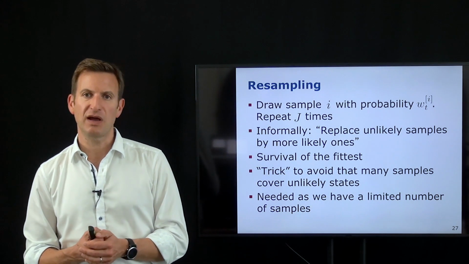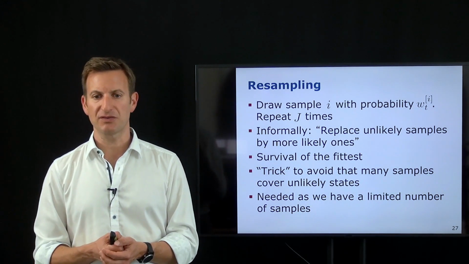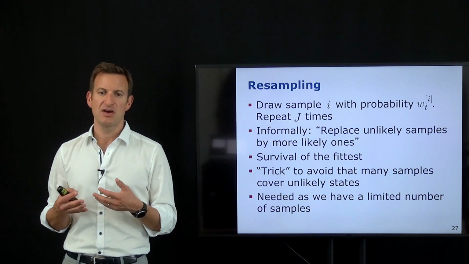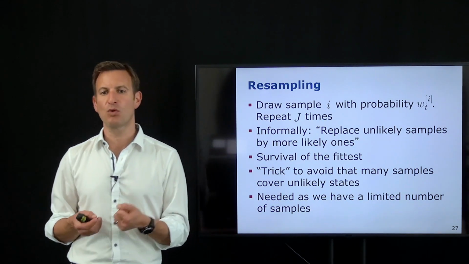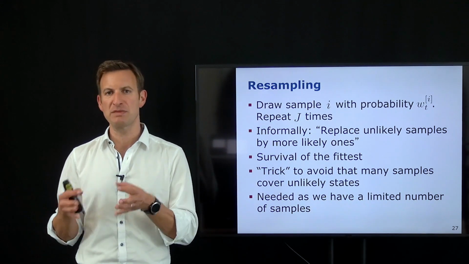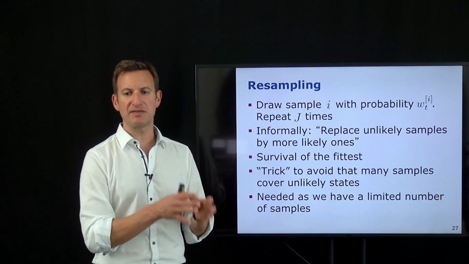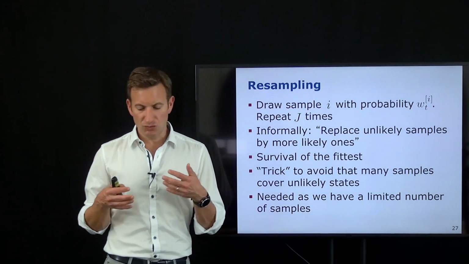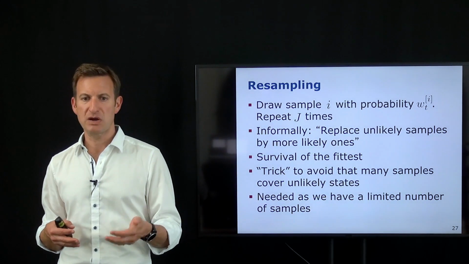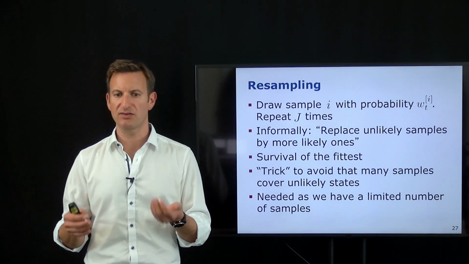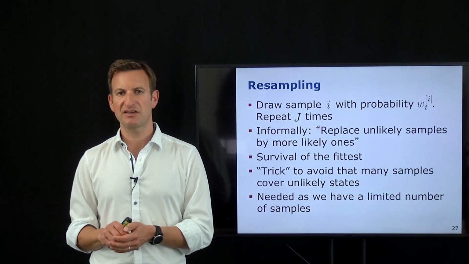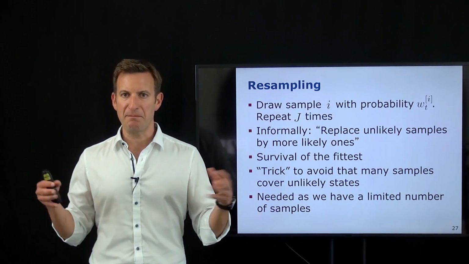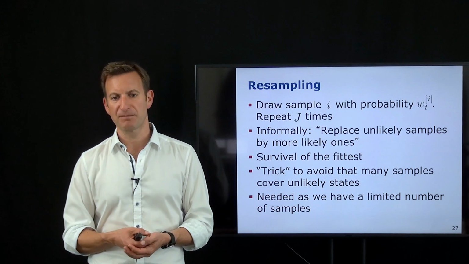Okay, last but not least, I want to have a look at the resampling step. Resampling was this third step which says replace unlikely samples with more likely ones, because we don't want to spend too much memory on areas that don't matter. It's basically drawing samples proportional to their weight with replacement and doing this J times. You can see this as a mathematically motivated survival of the fittest approach, where the bad samples die out and the good samples get replaced.